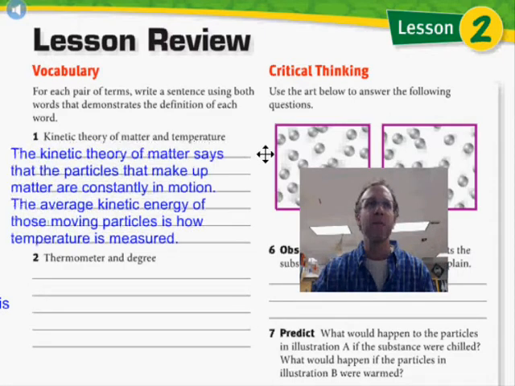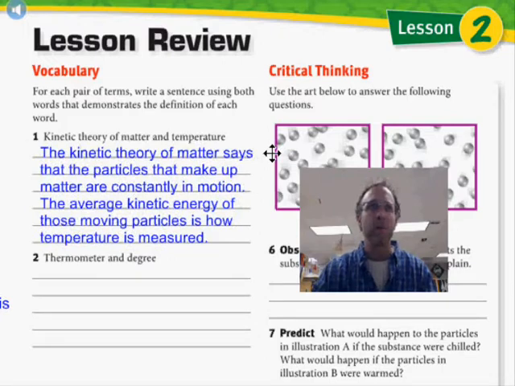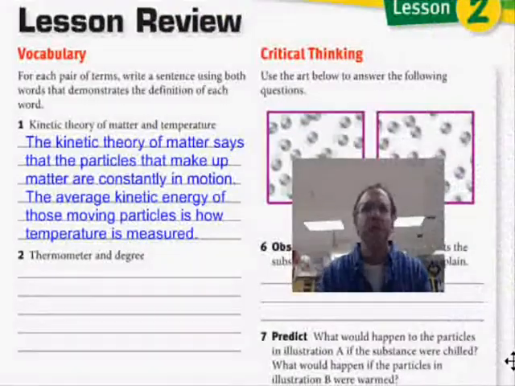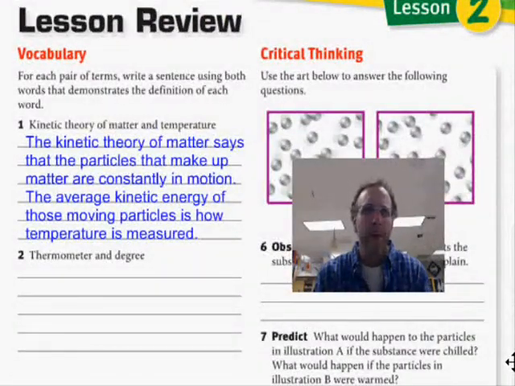So here's my first answer. The kinetic theory of matter says that particles that make up matter are constantly in motion. The average kinetic energy of those moving particles is how temperature is measured. In question 2, we're looking at the words thermometer and degree.